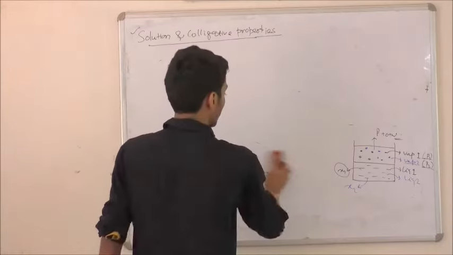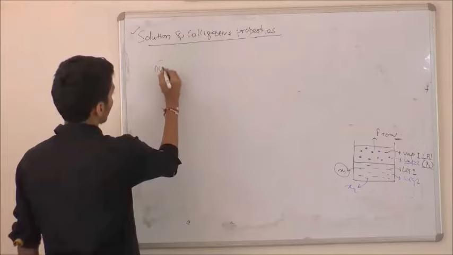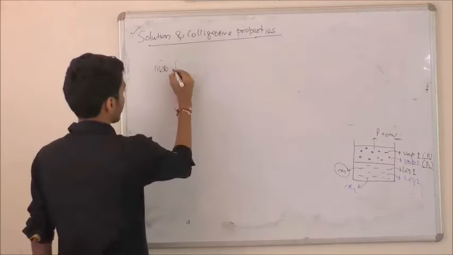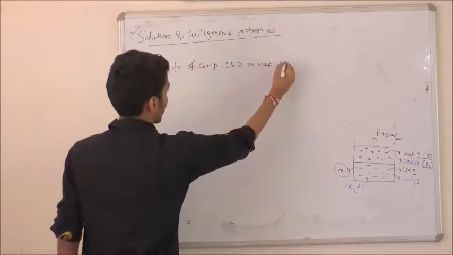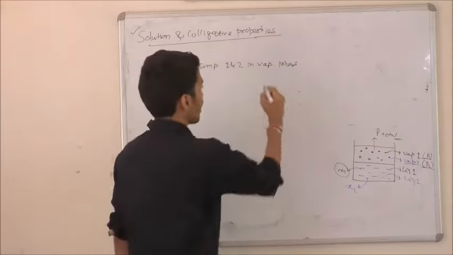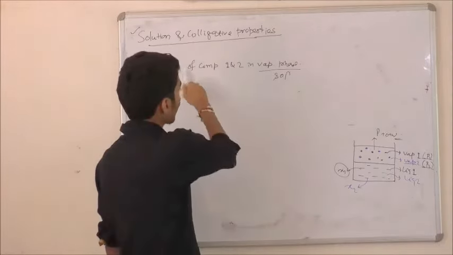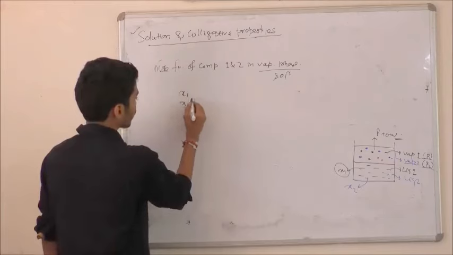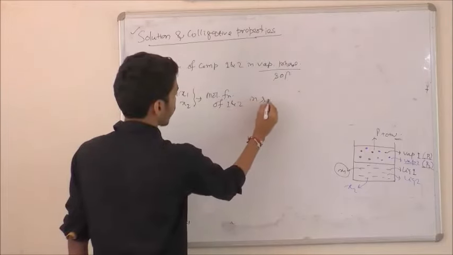Now we will see mole fraction of component 1 and 2 in vapor phase. Remember it. I have already told you mole fraction of component 1 and 2, but that is not in vapor phase. I have told you in solution, but now we are going to discuss mole fraction of component 1 and 2 in this vapor phase. So I have told you x1 and x2 are the mole fractions of 1 and 2 in solution.